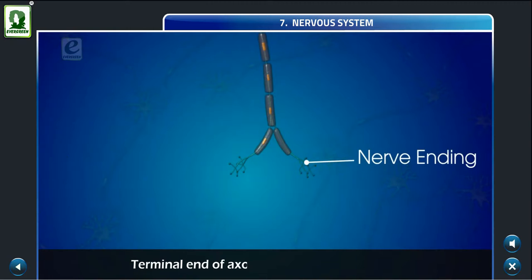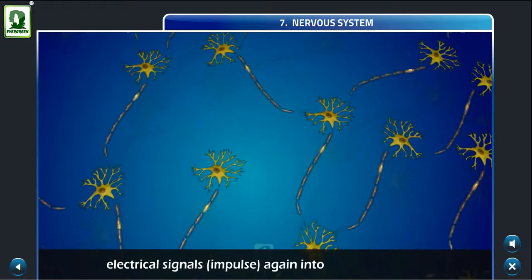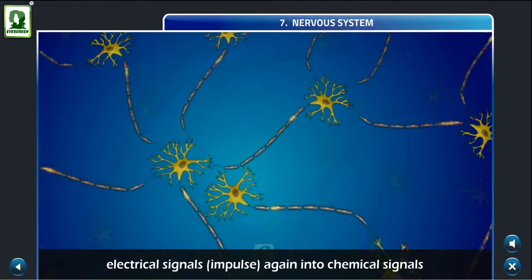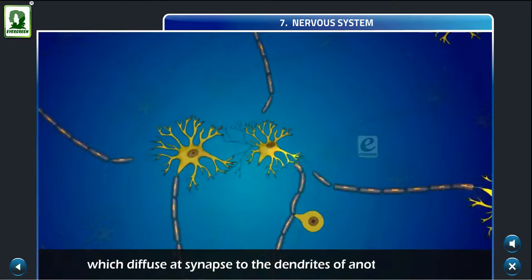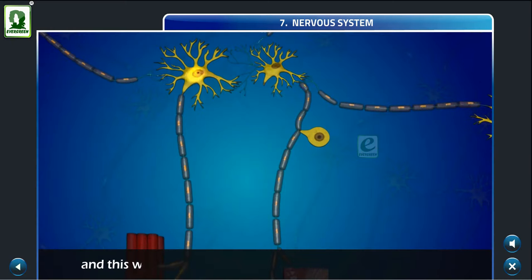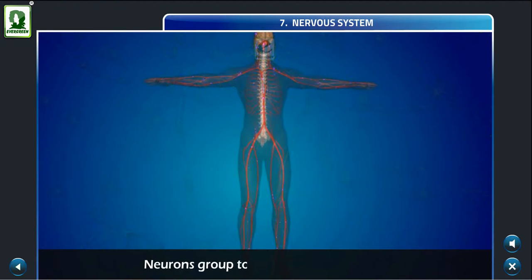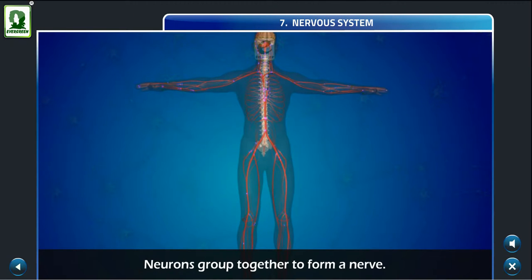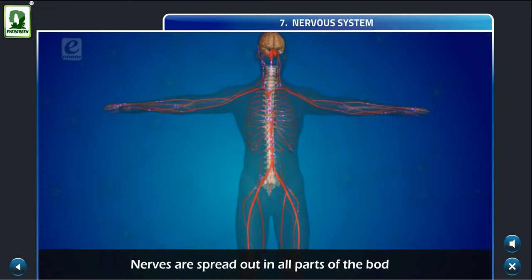Terminal end of axon, that is nerve endings, convert electrical signals, that is impulse, again into chemical signals, which diffuse at synapse to the dendrites of another neuron. And this way, this cycle continues from one neuron to another. Neurons group together to form a nerve. Nerves are spread out in all parts of the body.